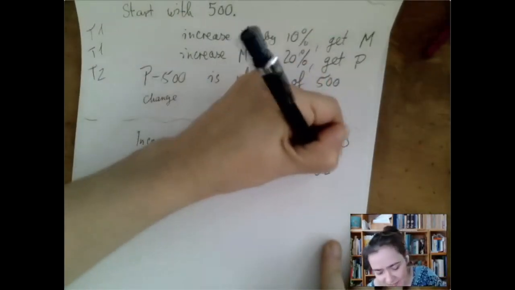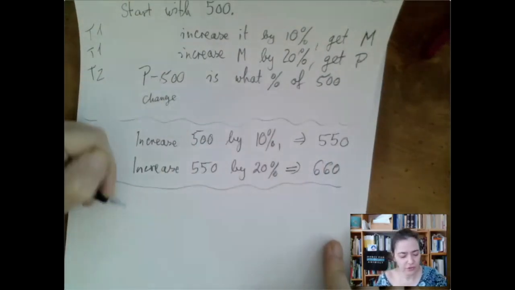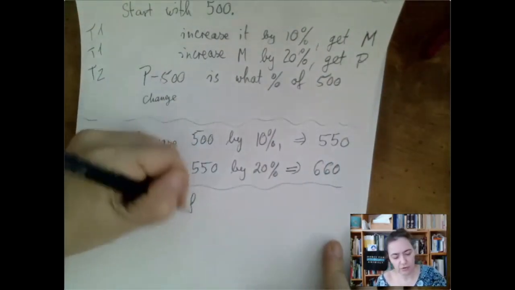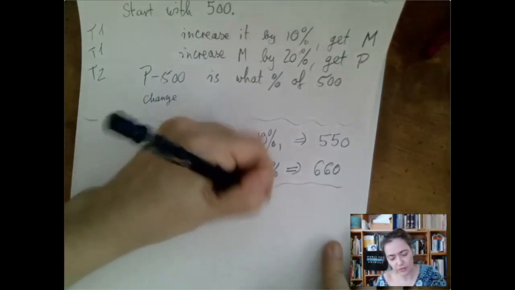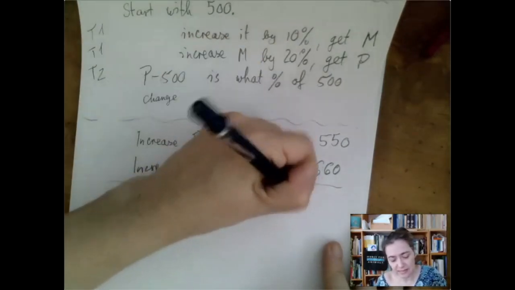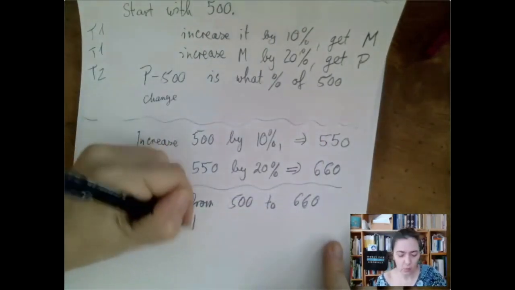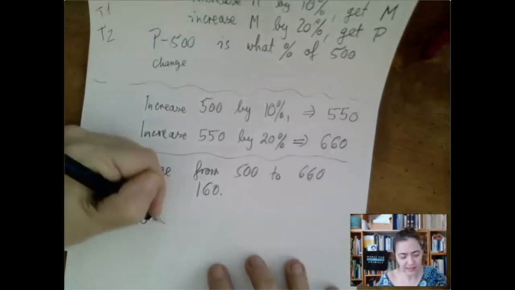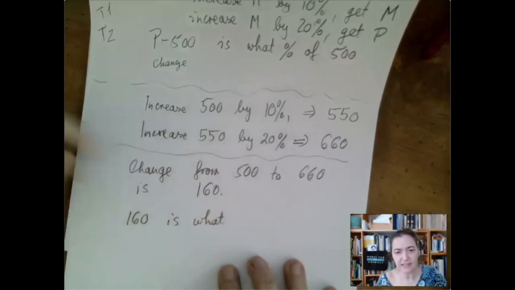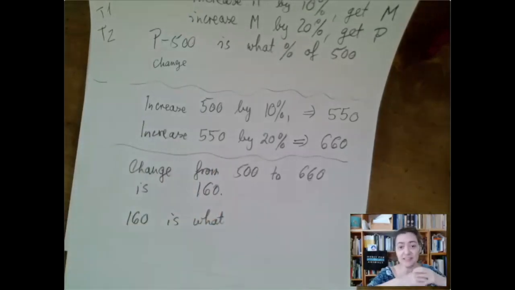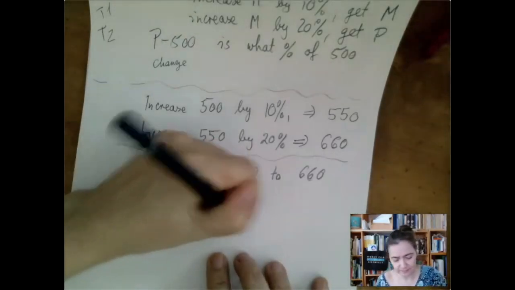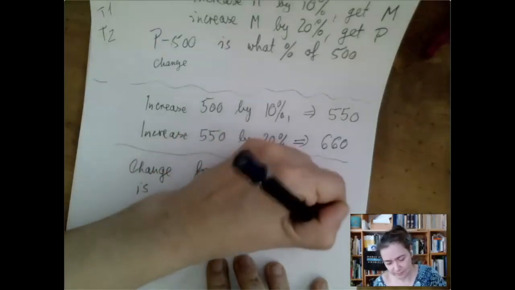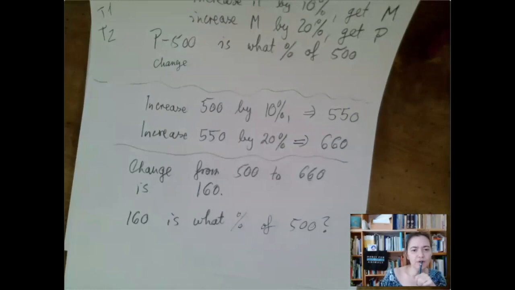We get 660. So the change from 500 to 660 is 160. So now the question is 160 is what percent of 500? So these consecutive changes could be expressed as a single change, but it's going to be more than 30%. So 160 is what percent of 500?